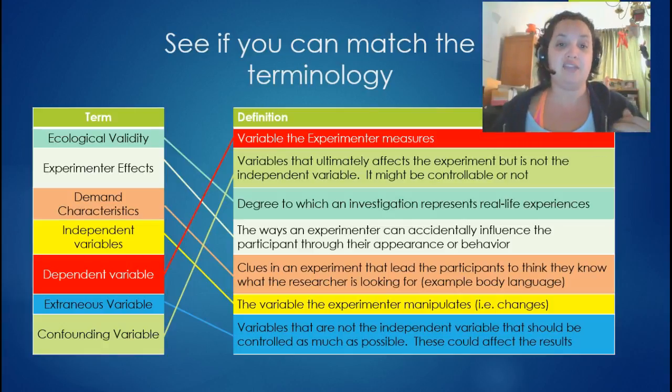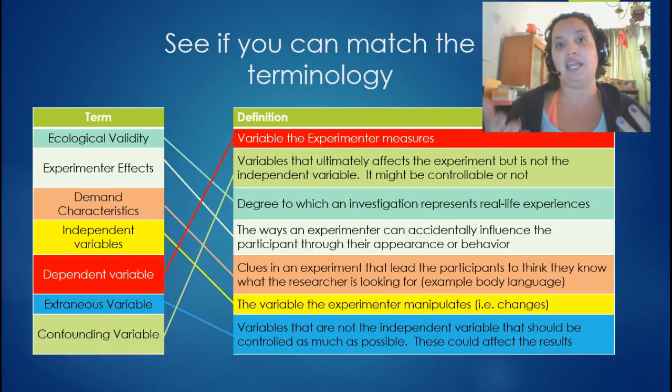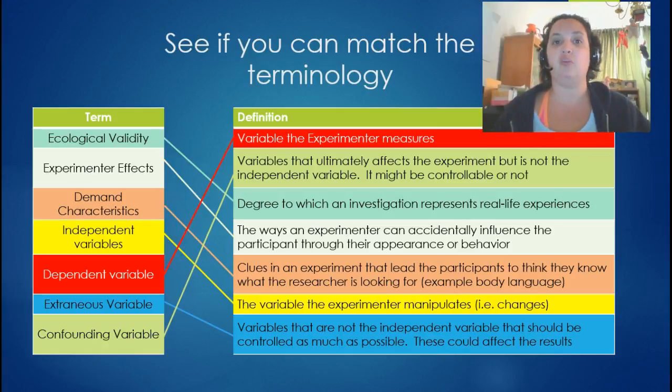The dependent variable down here, if you look, the red, this is the variable the experimenter measures. So this is the effect. For example, if you're participating in an experiment in which someone says to you, if you pick the correct card, I'll give you a cookie. Let's just say you like cookies, just go with me here. The card would be the independent variable, and the dependent variable would be you. How do you react trying to get that cookie?